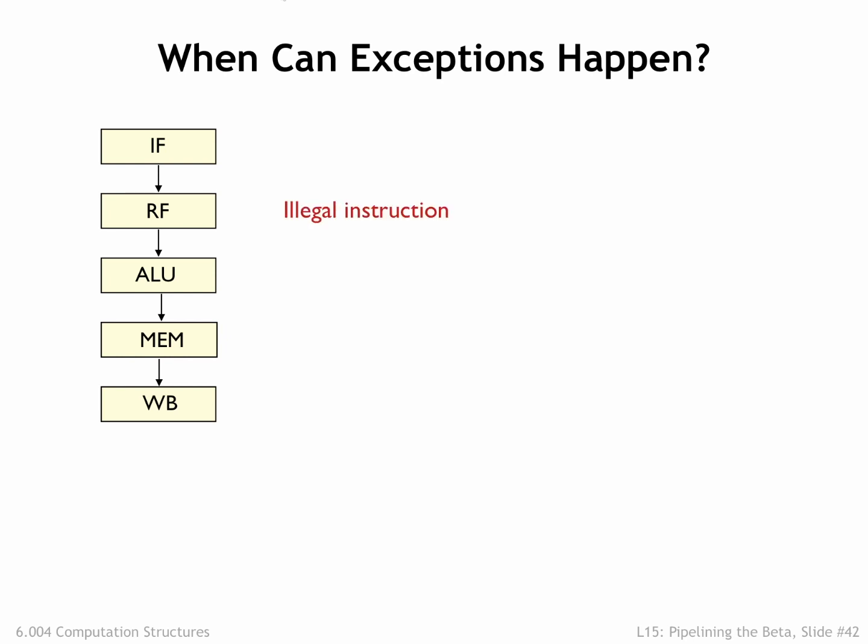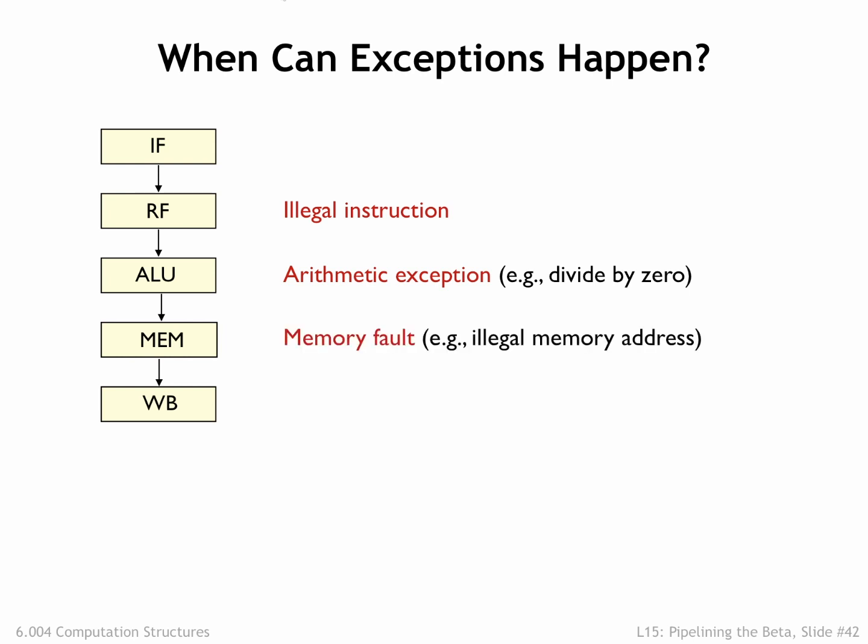An obvious example is detecting an illegal opcode when we decode the instruction in the RF stage. But we can also generate exceptions in other pipeline stages. For example, the ALU stage can generate an exception if the second operand of a div instruction is 0. Or the mem stage may detect that the instruction is attempting to access memory with an illegal address. Similarly, the IF stage can generate a memory exception when fetching the next instruction.